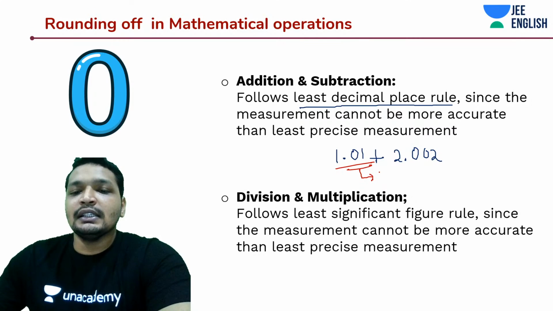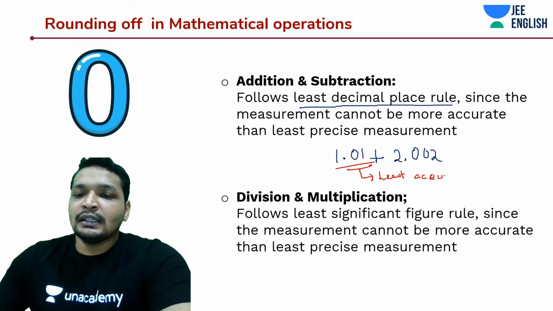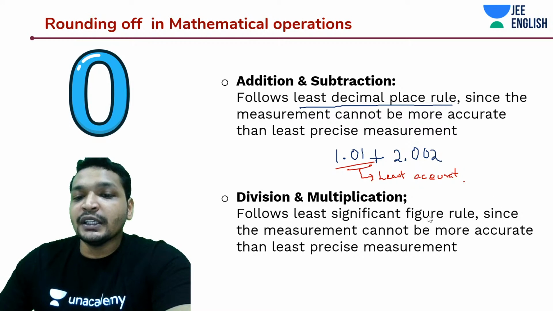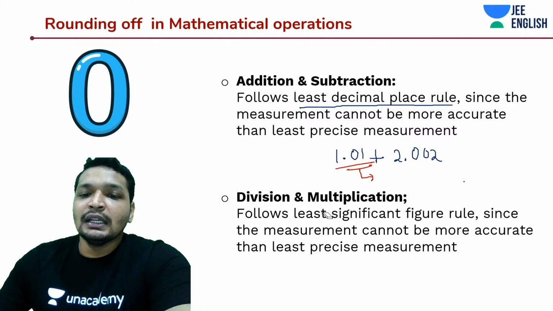This is the least accurate one. Why least accurate? It's the least precise one rather than the least accurate. We do not measure it up to that third decimal point. Only we have measured it up to the second decimal point. Okay, this is the least precise value.